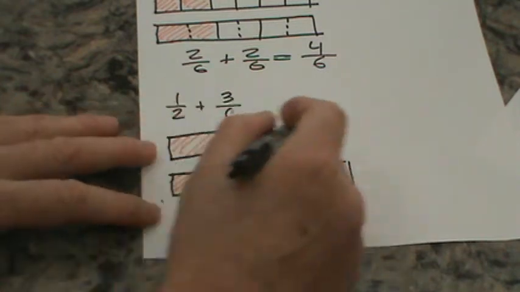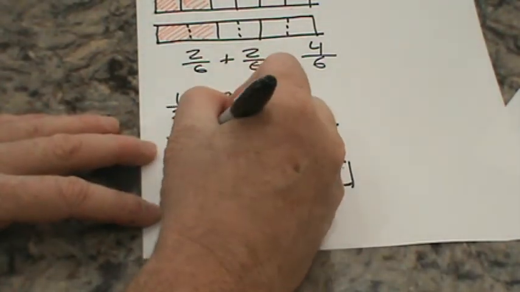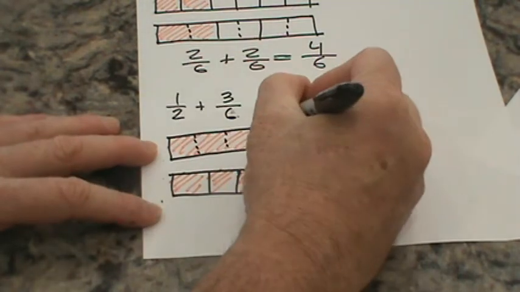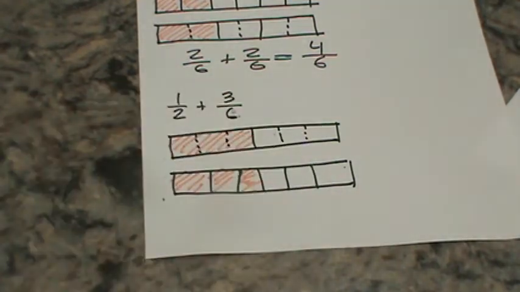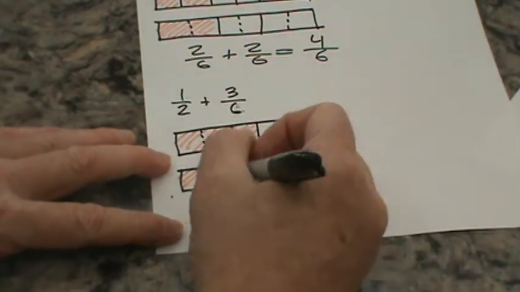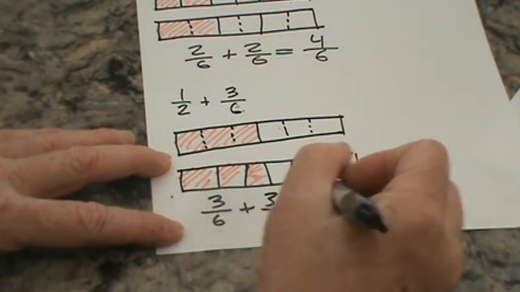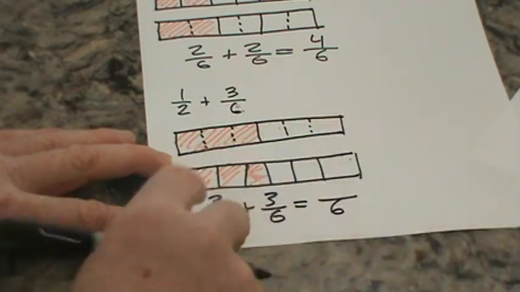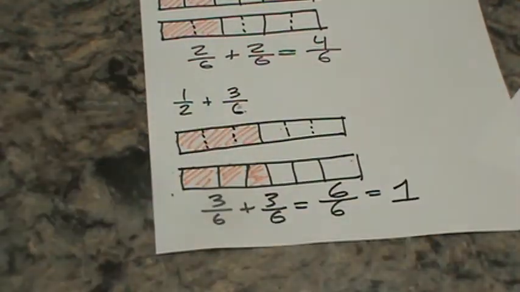Let's break this up into 6 now. Remember, 2 times 3 is 6. So I'm going to break up each of my original units into 3 pieces. So now I have 1, 2, 3, 4, 5, 6. And we're ready to add. 3/6 plus 3/6 equals, so the 6 does not change. 3 plus 3 is 6, and 6/6 equals 1 whole. So we see how that works, didn't we?